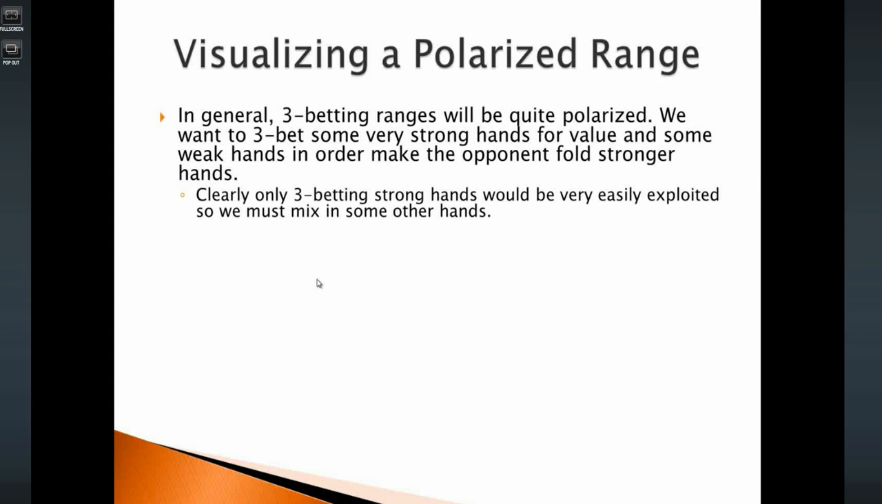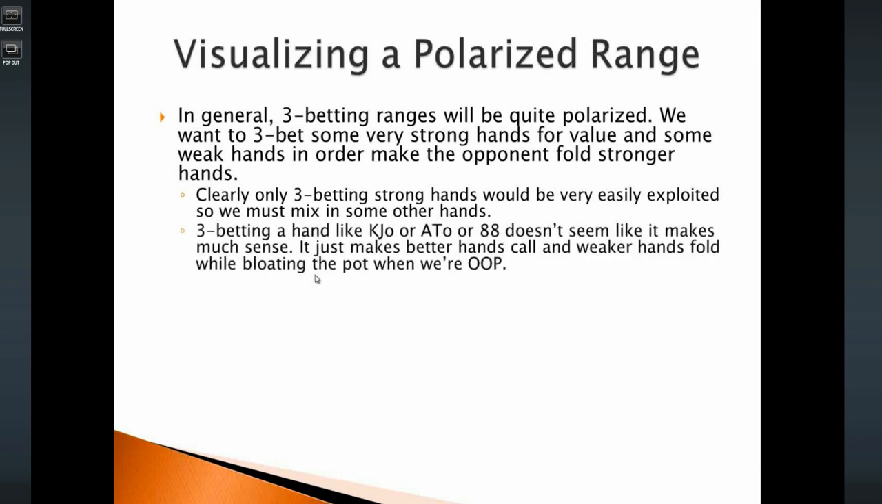If we ever thought we shouldn't be 3-betting a polarized range, then we just only end up 3-betting strong hands, and then it seems like the opponent's response is quite easy: he's just going to play like a complete and total nit. And then our cold calling range is going to be very, very weak. So all this conceptual theory should be making sense.